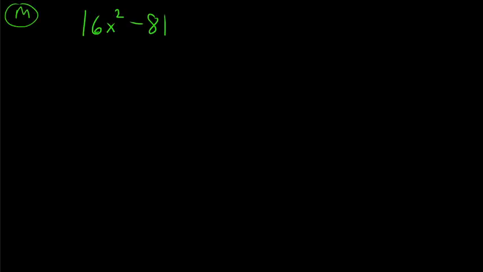Okay, letter M is 16x squared minus 81. I think this is the first binomial we had. There's only 2 terms here. And out of the 16 and 81, the GCF is again 1. Oh, I'm sorry. Part A, the very first one we did, was a binomial, but it was just a GCF problem. So this is our first non-trivial binomial.